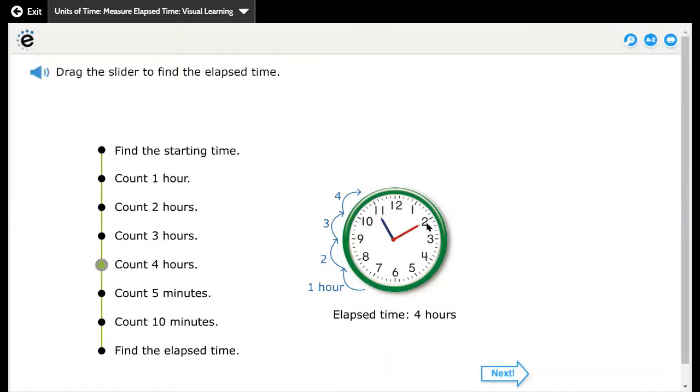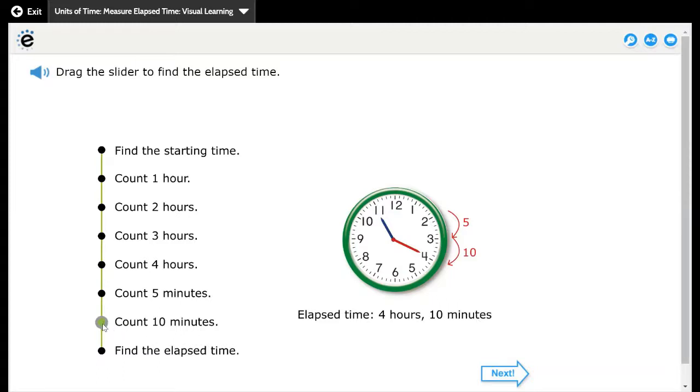Now we will start counting the minutes. Each one is 5 minutes. This is 5, another 5, 10 minutes. So the ending time is 11 and the minutes, it is 20 minutes. So the difference between the starting and the ending, the elapsed time, is 4 hours, 10 minutes.